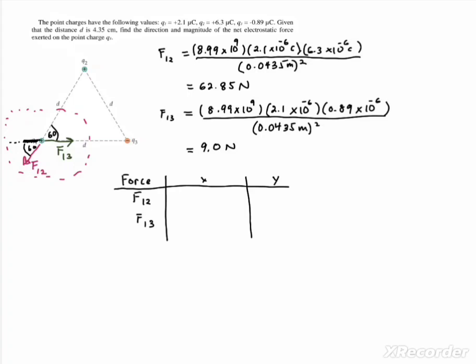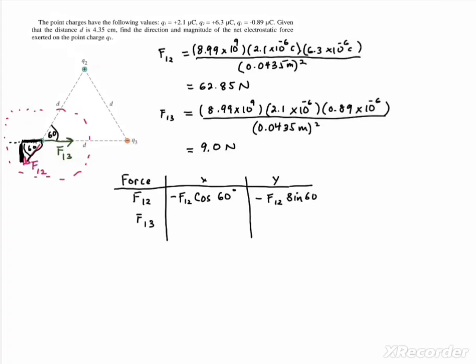This is the x component, because if you look at this triangle here, this is our x component, so that is minus F12 cosine of 60, or you can also write it as sine of 30. And then the y component is also negative, and it is F12 sine of 60 degrees. So that would be this part right here, and see that it is negative.